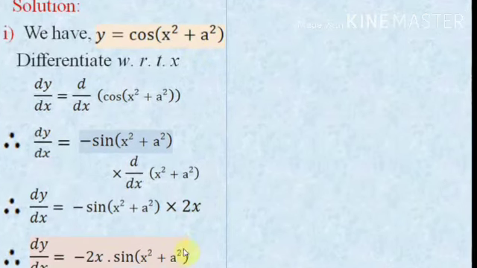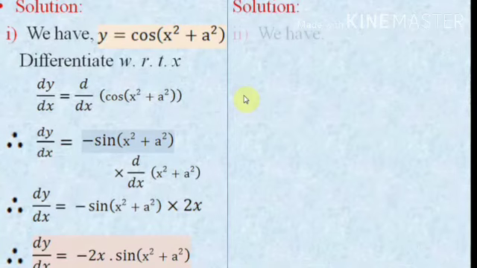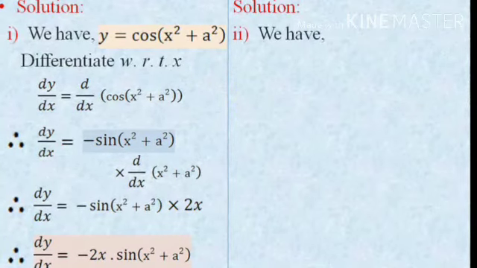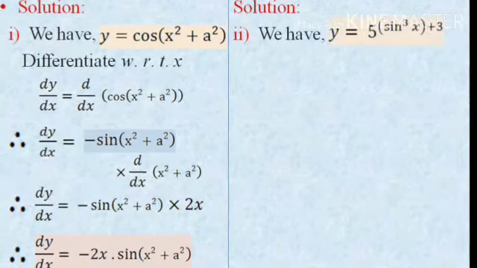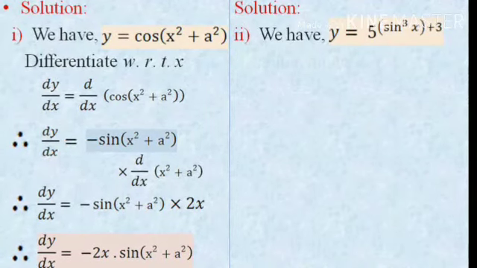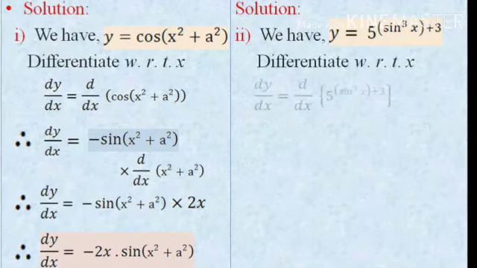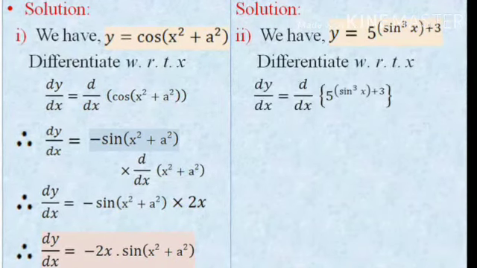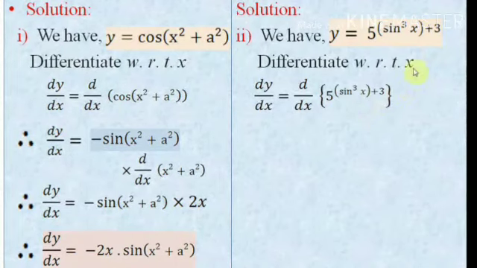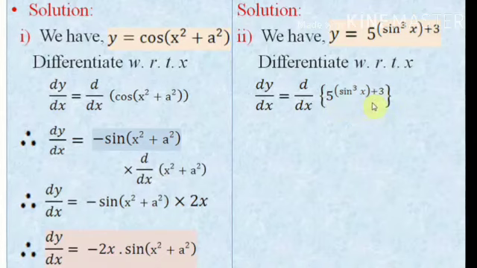Okay, now we have taken the second example, that is, the given function is y equal to 5 raised to (sin cube x plus 3). Now differentiate the given function with respect to x. Therefore dy by dx equal to, again taking the derivative of the right hand side also, d by dx of (5 raised to sin cube x plus 3).